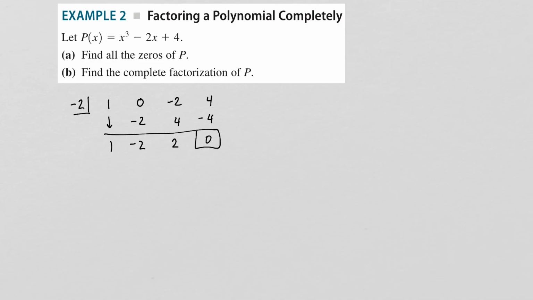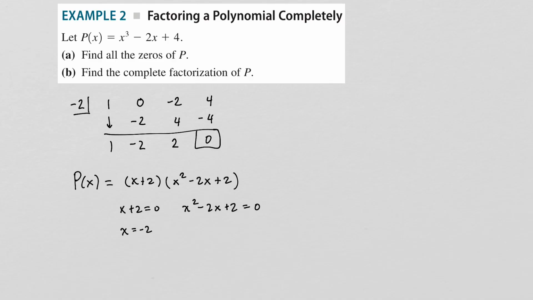So we now know that p of x can be factored as x plus 2 times x squared minus 2x plus 2. Now that's not all the zeros, and that's not the complete factorization. If I set x plus 2 equal to 0 and x squared minus 2x plus 2 equal to 0, here we get x equals negative 2, and here we're going to use the quadratic formula. By the way, the reason I'm doing this is because this does not readily factor.